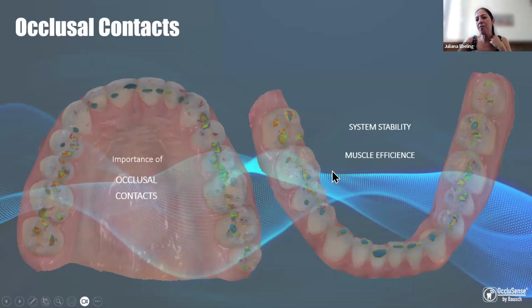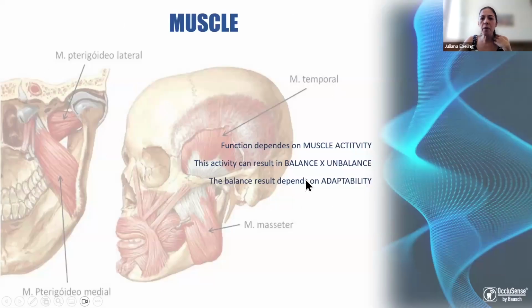And if I have a stable position, this muscle must not change the position all the time. So the muscle efficiency is also another point of the contact distribution. It's very important to understand that function depends on muscle activity. This muscle activity can result in a balanced or an unbalanced system, and this result depends on the adaptability of this patient.